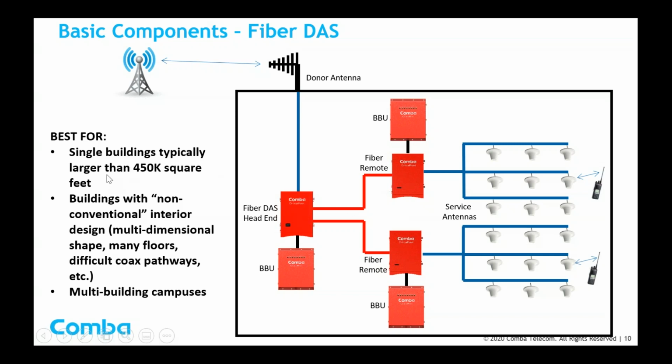Fiber DAS, again, is generally good for single buildings that are typically larger than 450,000 square feet. They're good for single buildings that have what I'm calling a non-conventional interior design. Unconventionally shaped buildings, many floors, difficult coax pathways, etc., meaning it might be easier in these buildings to locate fiber DAS remotes at various locations and run the coax from there, because you've got a very easy way to get fiber up to there where you might have a lot of difficulty getting infrastructure all the way out to these antennas. And of course, fiber DAS is really the only good solution for multi-building campuses or projects.